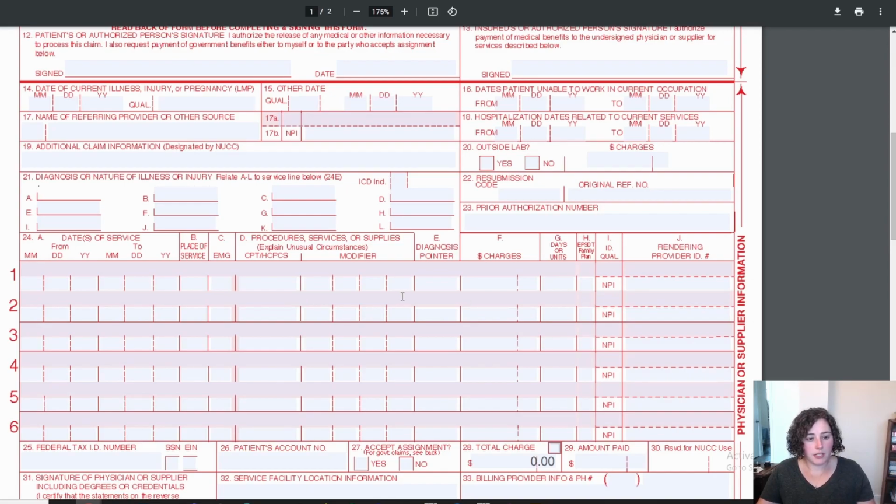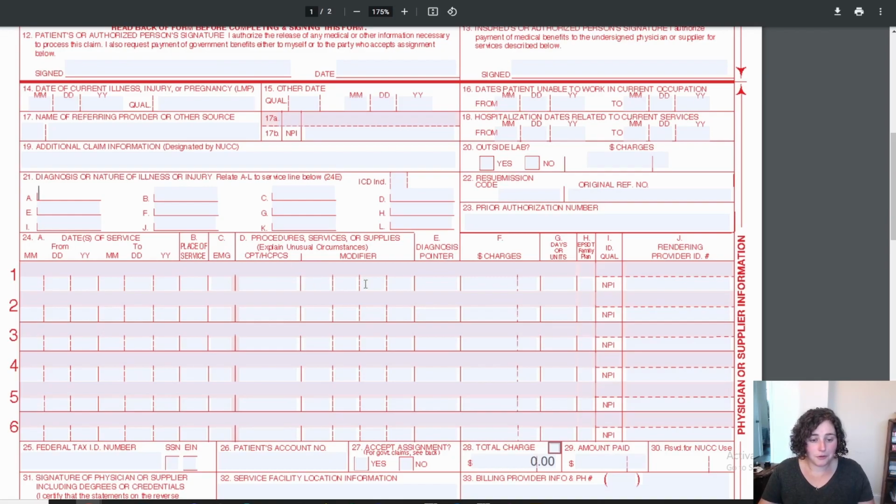If you are seeing a patient through telehealth and they are in their home, it would be place of service 10. If they are outside of their home, so let's say they're at work or in their car, it would be place of service 02. And if, let's say, you're doing a home visit, you would use place of service 12. There's other places of service as well, but those are the most common ones that you might utilize.